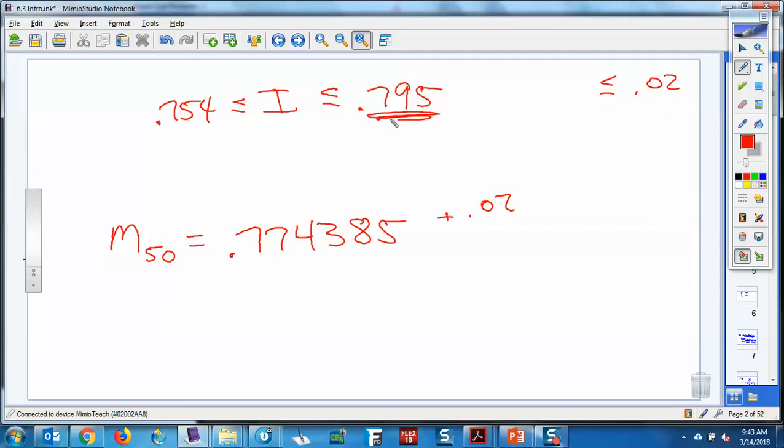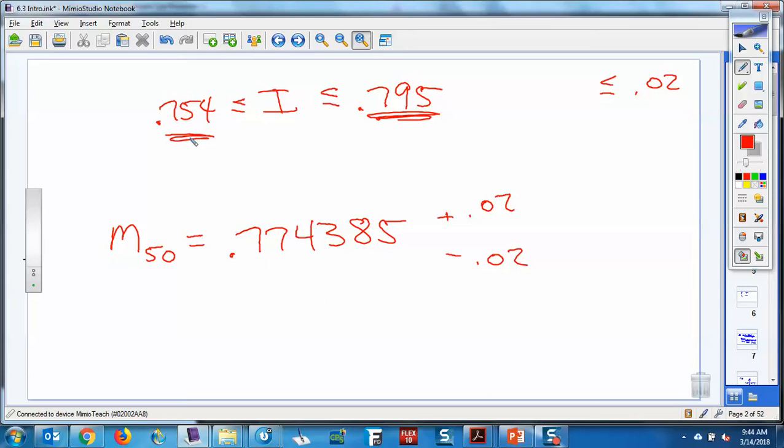0.794 actually, okay, but close enough. Or we could take off 0.02, and that would be 0.754. And that tells us that the exact answer, we don't know what the exact answer is, but because of Theorem 3, we know the most it can be off. When I say the most it can be off, I'm talking about the approximation. The most M50 can be off is 0.02.